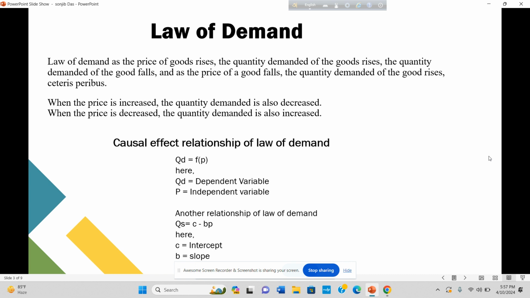Causal effect relationship of the law of demand: QD equals a function of P, where QD is the dependent variable and P is the independent variable. Another relationship of the law of demand: QD equals C minus BP, where C is the intercept and B is the slope.